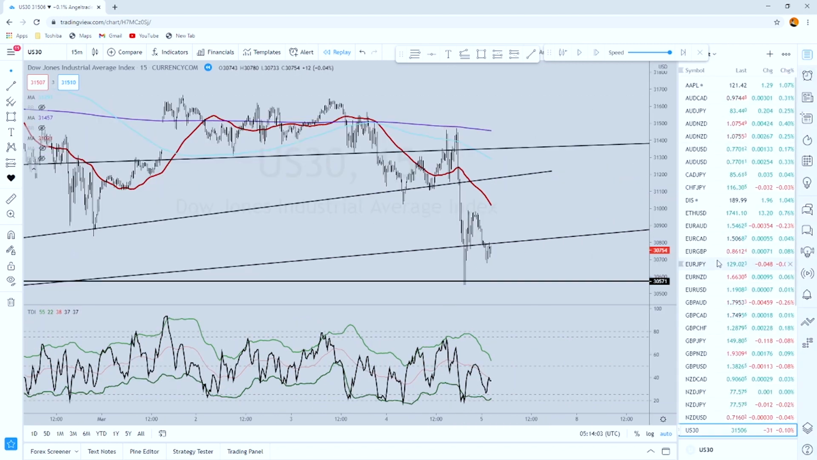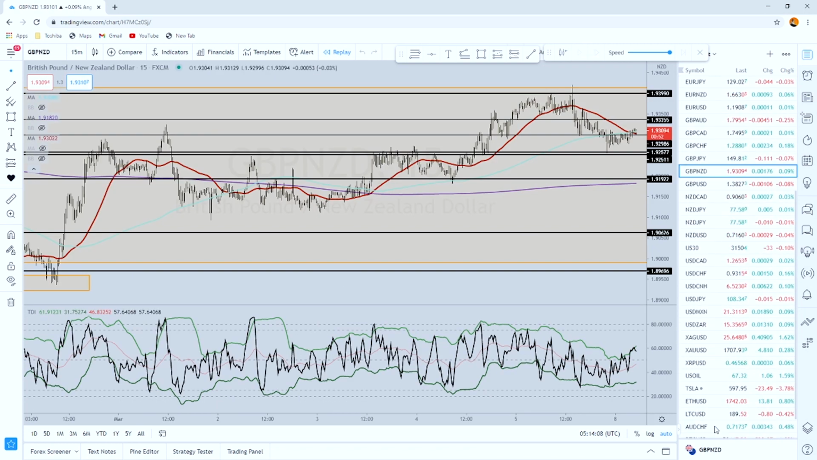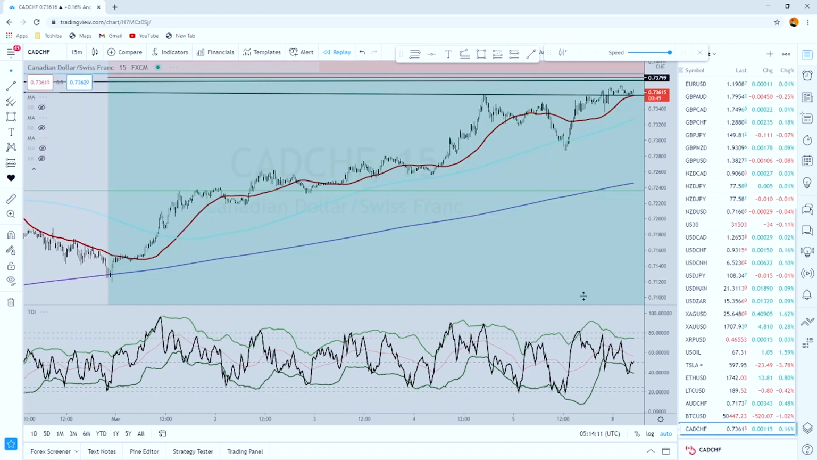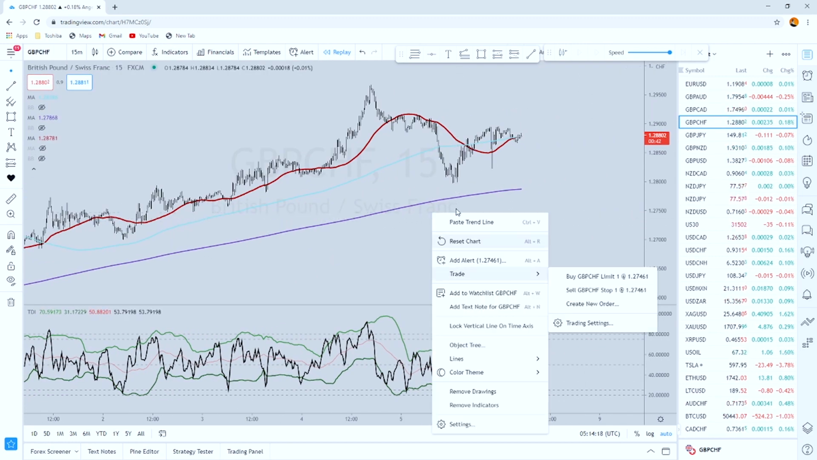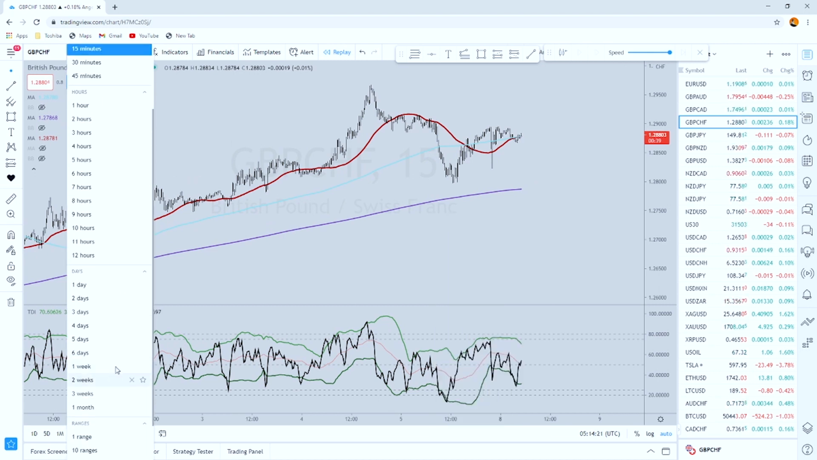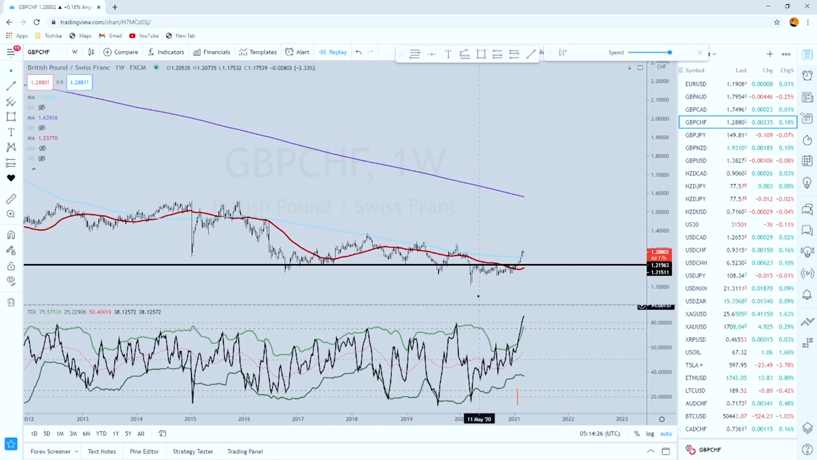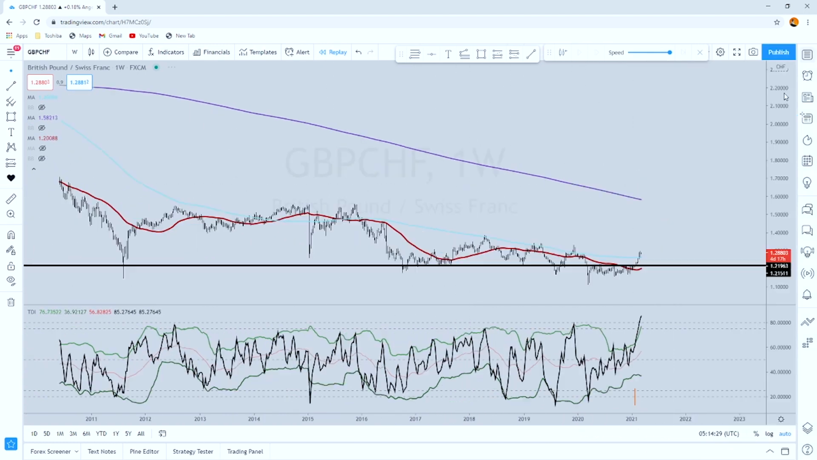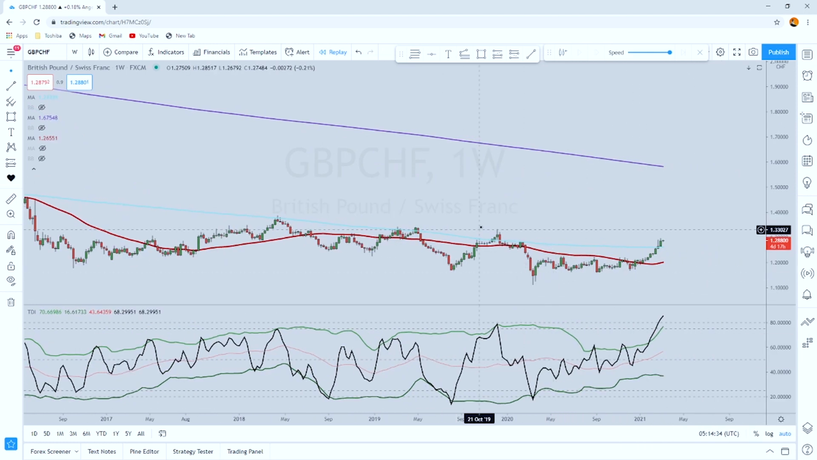Now, let's just go over some basic examples on how to mark up trend lines, okay? So let's pull up GBP CHF right here, and we're going to go to the weekly time frame. What I can see right now, let me reset this chart so we can see it better. Let me remove our drawings, and I think we have right up here a trend line that was broken.